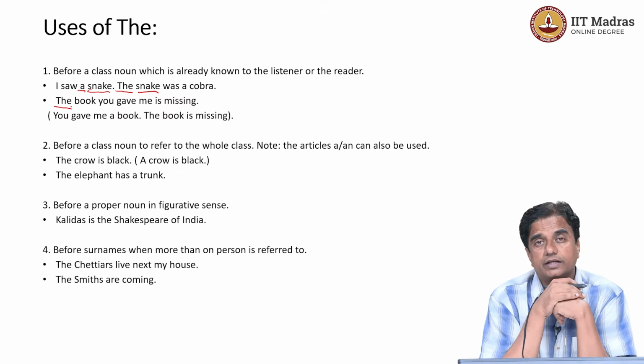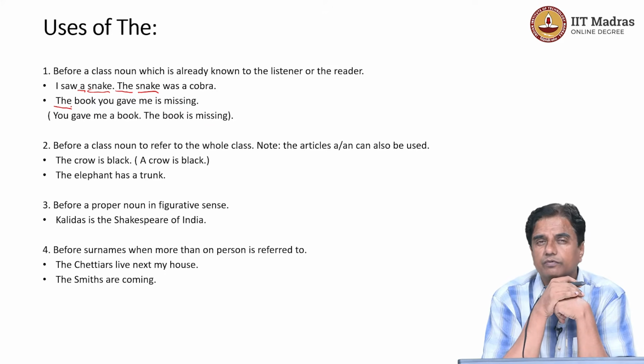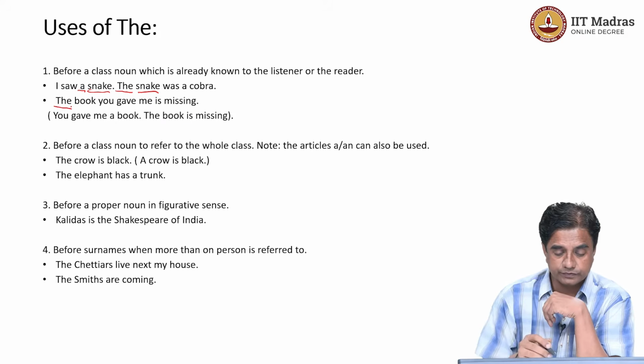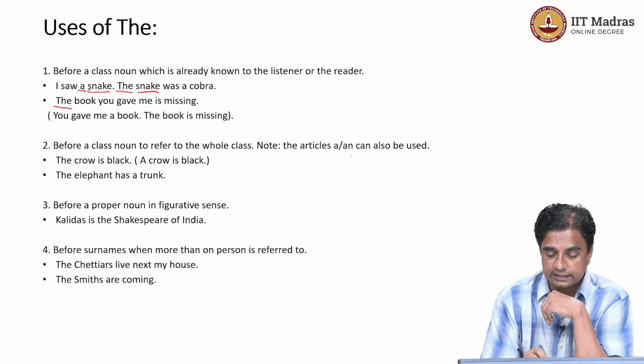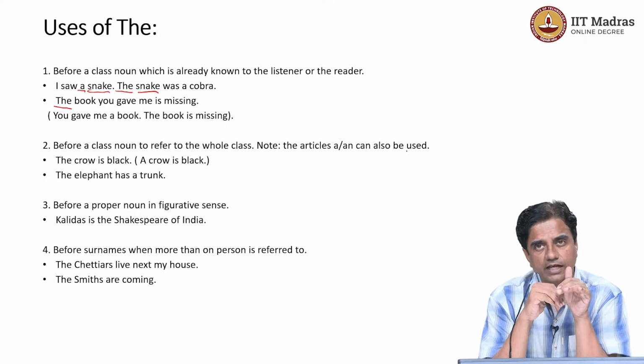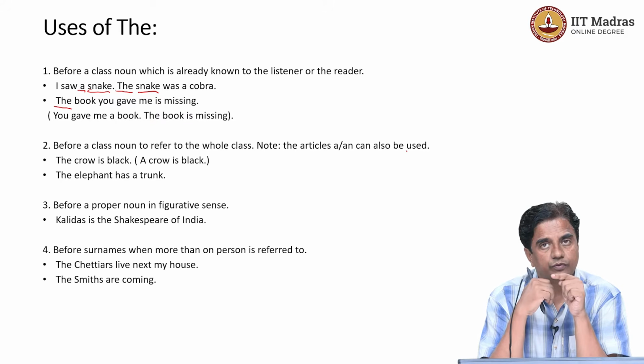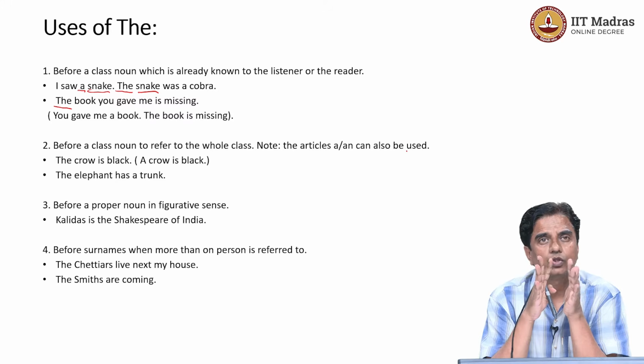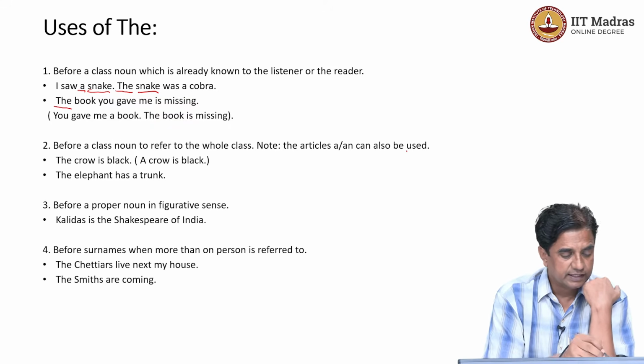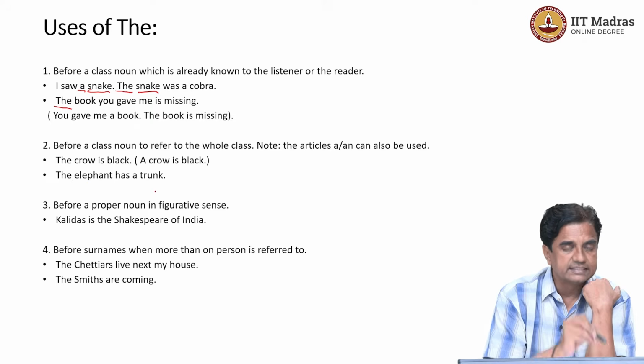We use a definite article before a class noun to refer to the whole class. The articles a and an can also be used, but I'll tell you the context about it. So look at this. The crow is black. So we are saying the crow is black because we are using it for the whole class. The elephant has a trunk.